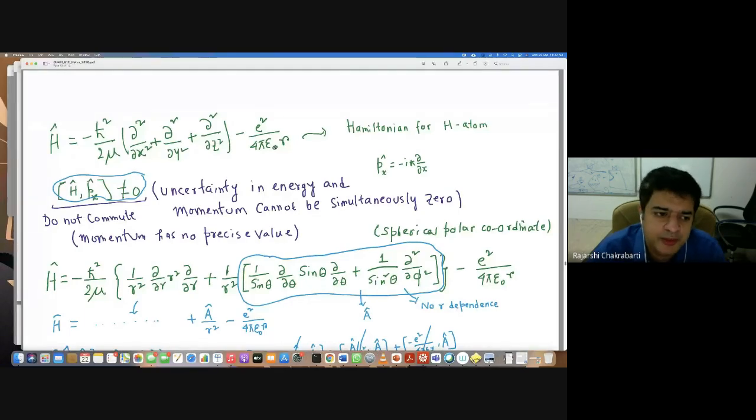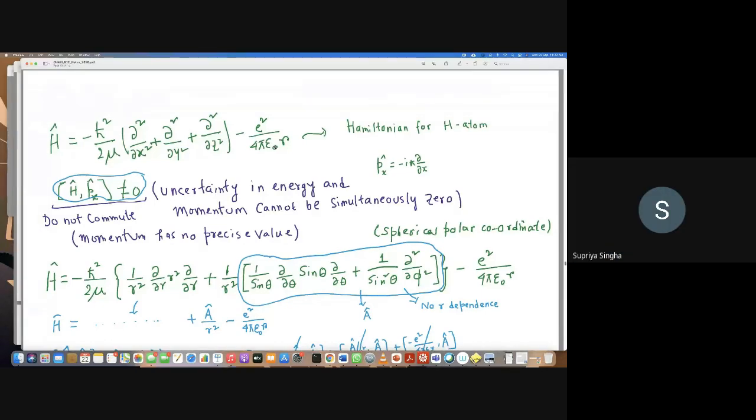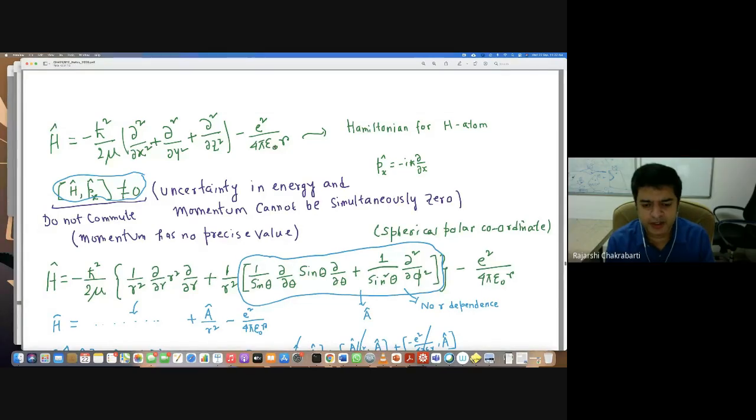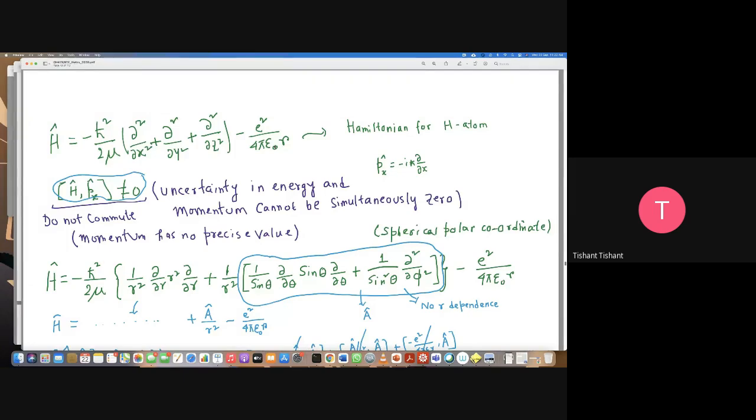But if I ask you a simple question: does your Hamiltonian for the hydrogen atom commute with the linear momentum operator or not? It is written in the PDF, but can anyone tell me? If it's linear momentum, then it doesn't commute, but angular momentum, it commutes. Angular momentum will come later, but linear momentum does not commute. So what does it mean?